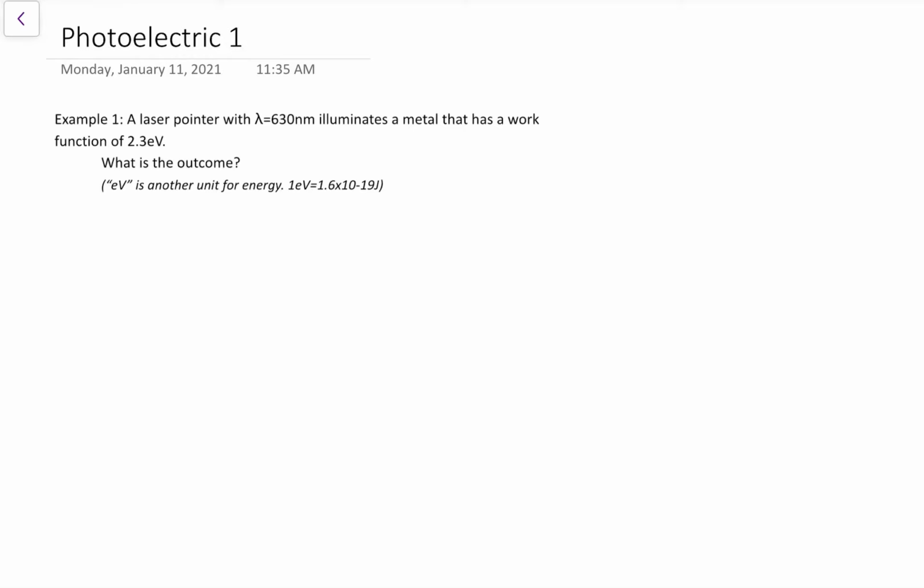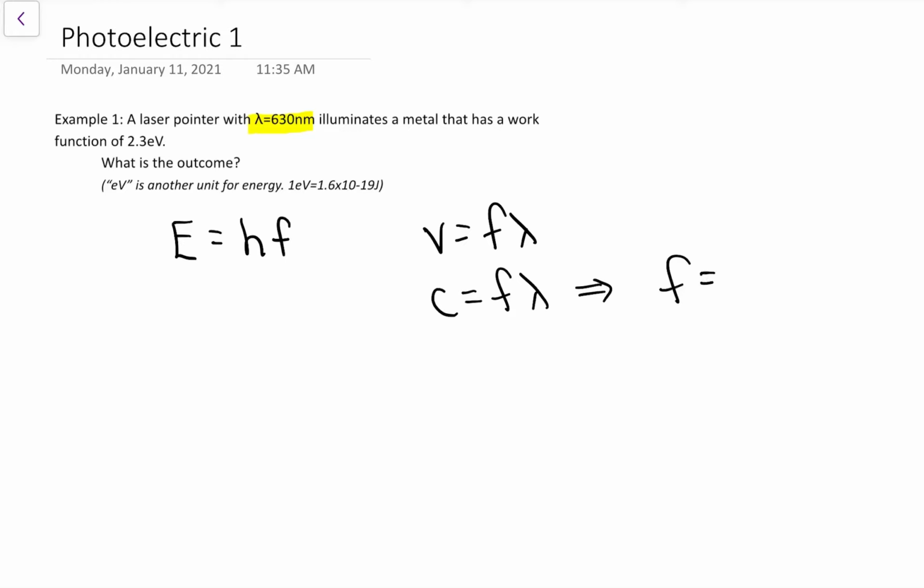Basically, Planck said that if we know the wavelength, that's enough to tell us the energy of the light. Planck's equation was E equals hf, but from our universal wave equation, we know v equals f lambda. If we're talking about light, the v is the speed of light, we call that c. Or we can say f is c over lambda. So Planck's equation, E equals hf, is the same as E equals hc over lambda.